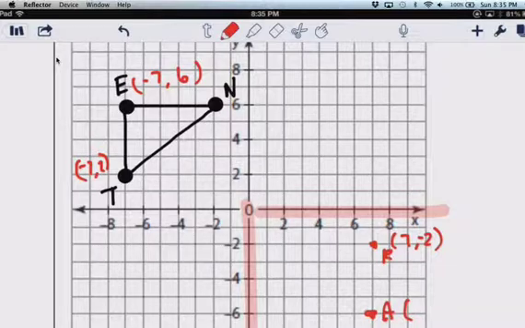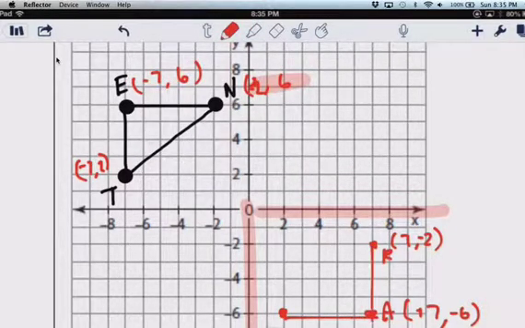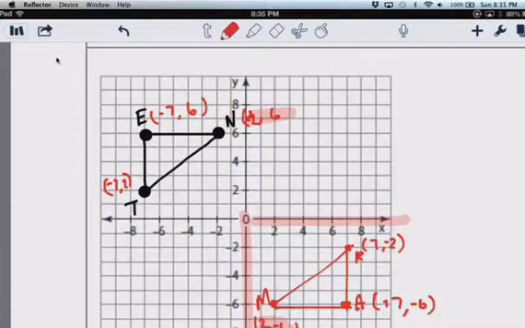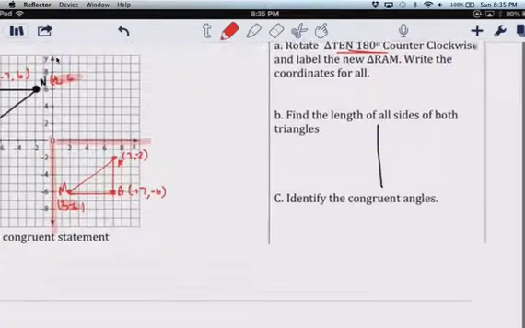A is 7, negative 6. Okay. N is negative 2, 6. So 2, negative 6. Same order, 2, 6 as you see, only for 180, okay? Connect. That's an M.